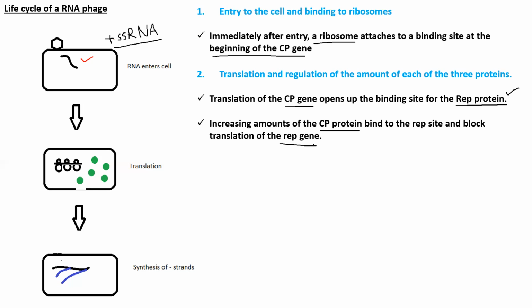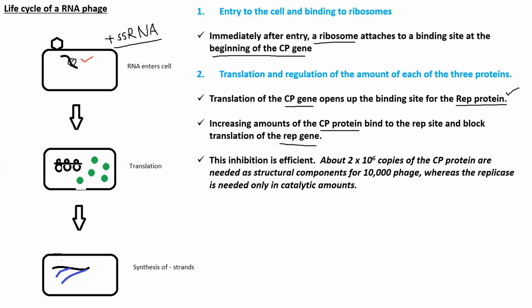Yes. But later again, the CP protein will go and bind to the rep site in the RNA to block the translation of the rep gene. The reason is that the replicase is no longer needed, or at least not in very large amounts. This inhibition is efficient because the bacteriophage needs the coat protein in large amounts. About 2 into 10 raised to 6 copies of the CP protein are needed.